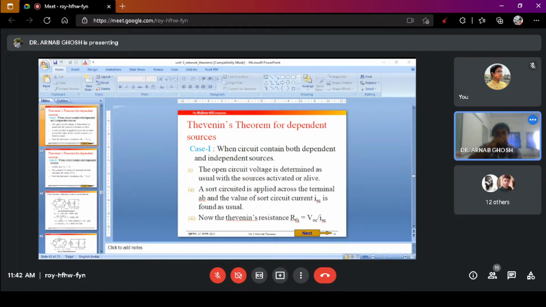The first case is where the circuit contains both the dependent as well as the independent source. Now what we have to do, first we have to determine the open circuit voltage, and this is done as we have already done for Thevenin's theorem, by keeping the sources alive. Now I will show you with an example. I think that will be helpful to you.